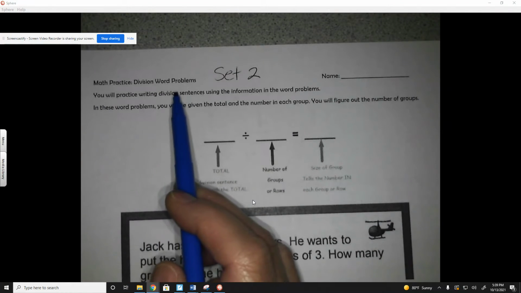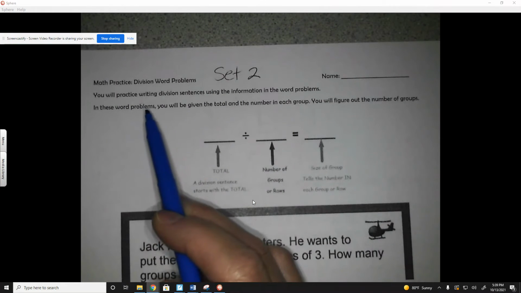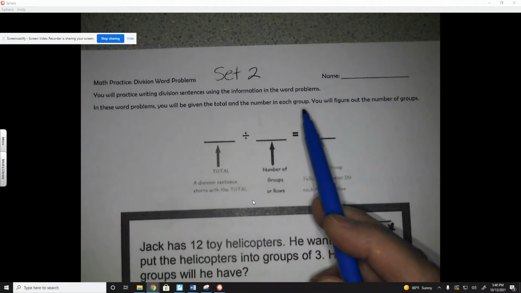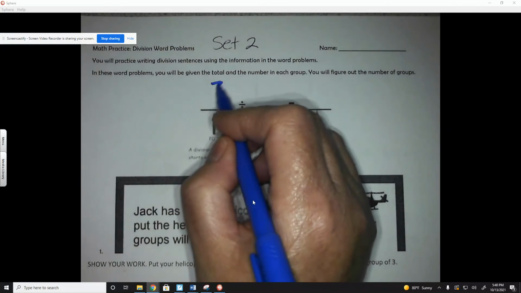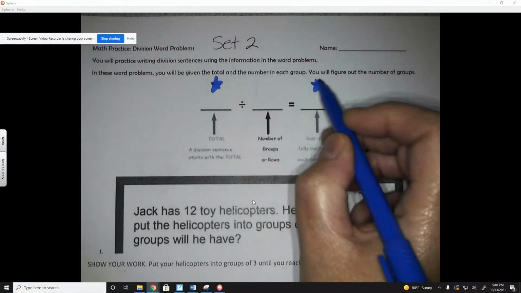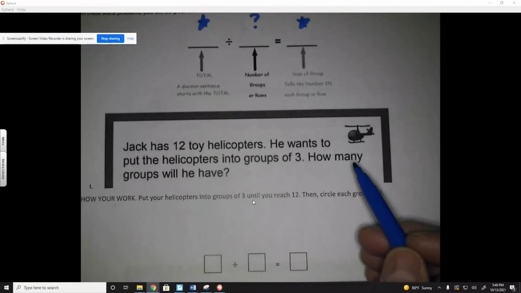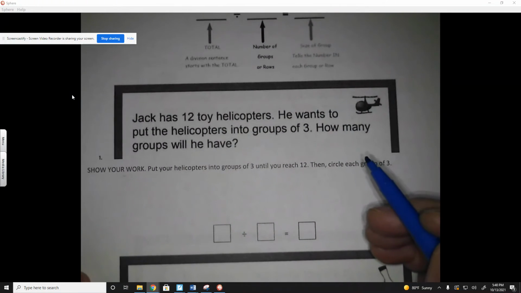You will practice writing division sentences using the information in the word problems. In these word problems, you will be given the total and the number in each group, and you will figure out the number of groups. So we'll be given this number and the answer actually, and we're going to have to figure out our number of groups. Jack has 12 toy helicopters. He wants to put the helicopters into groups of 3. How many groups will he have?